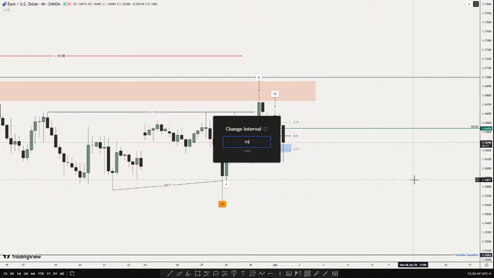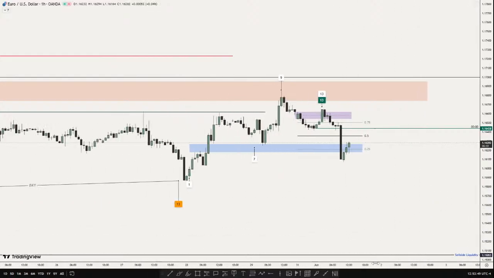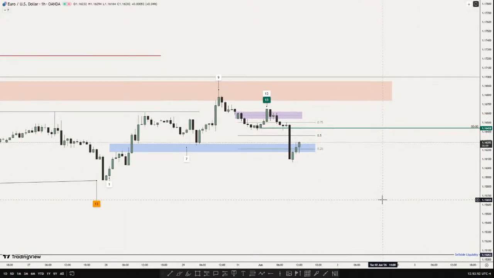Today was a very big psychological lesson for me. I would try to remember that and implement it in my trading. Hopefully, you guys learned something.